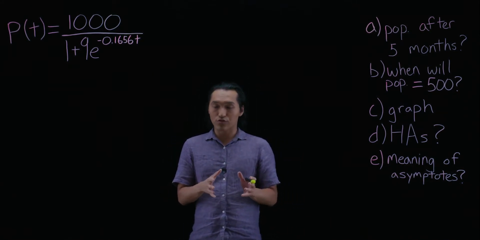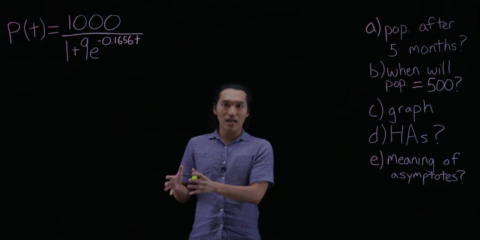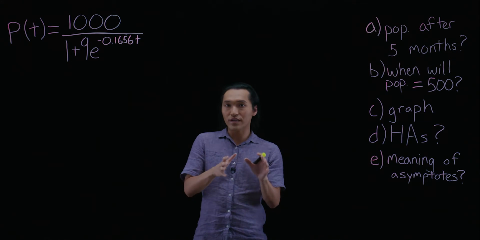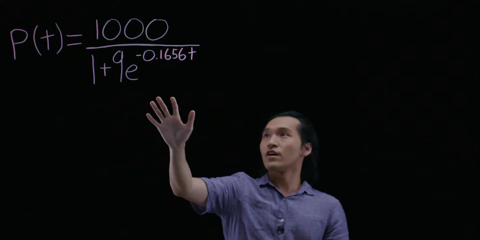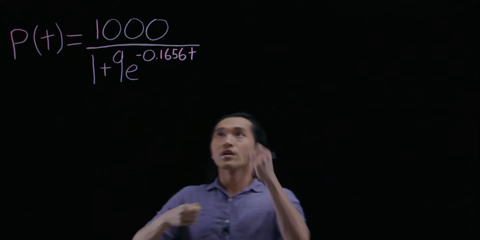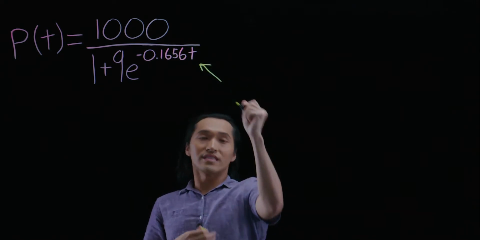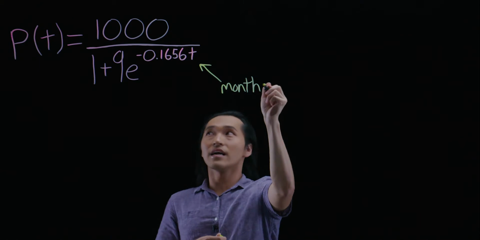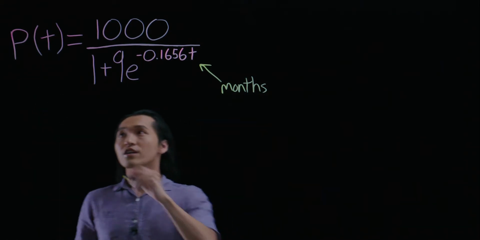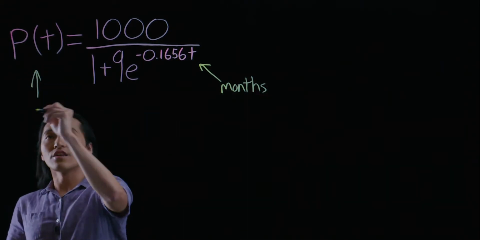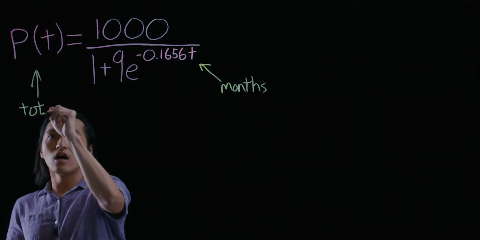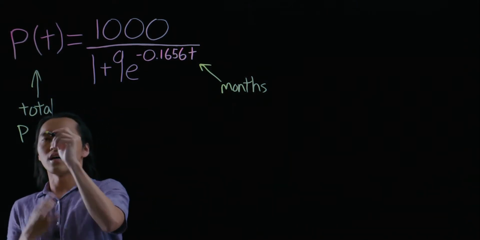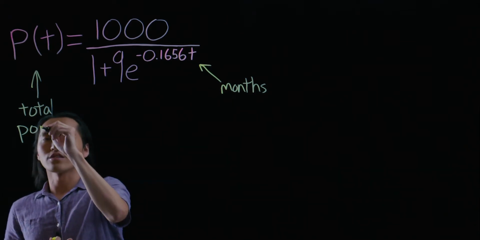So for this one, we're given a word problem where a conservation organization is releasing a bunch of endangered animals into a game preserve, and the population of these animal species follows this type of function, where T represents the number of months that pass by, and P of T, the function P, represents the total population of the animals being released into this game preserve forest.